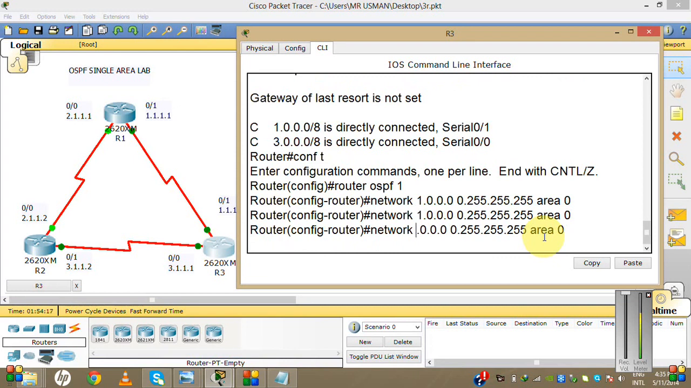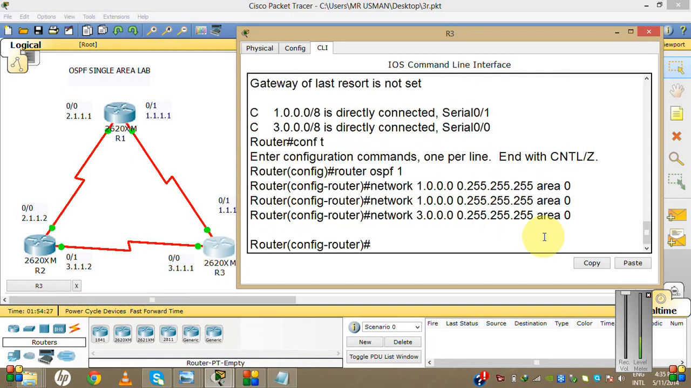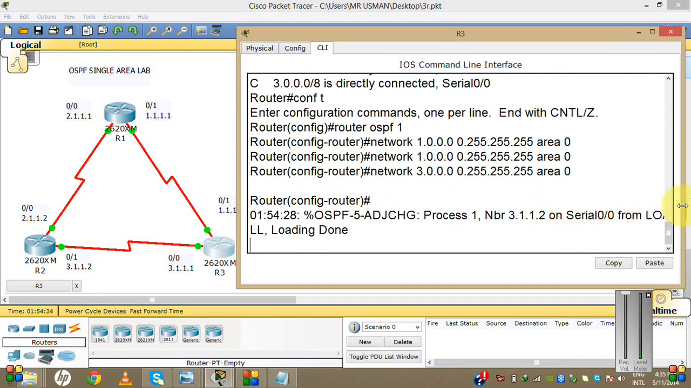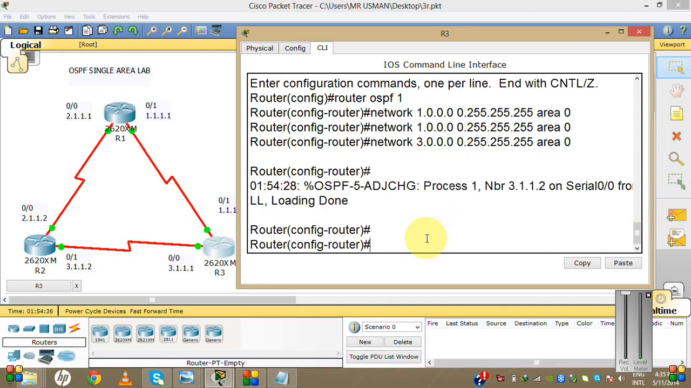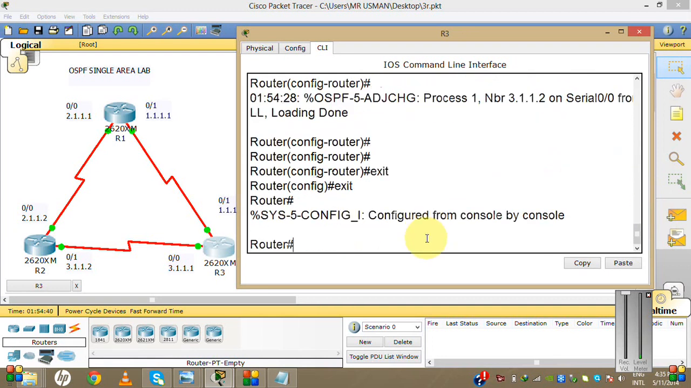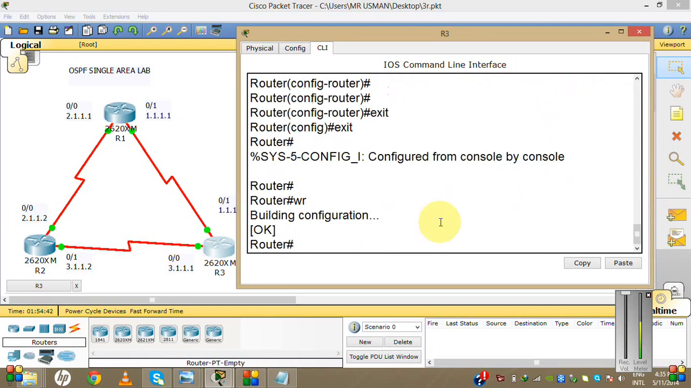up arrow to get the previous command. So the third one is the same. Enter. Then exit, and write to save the configuration.